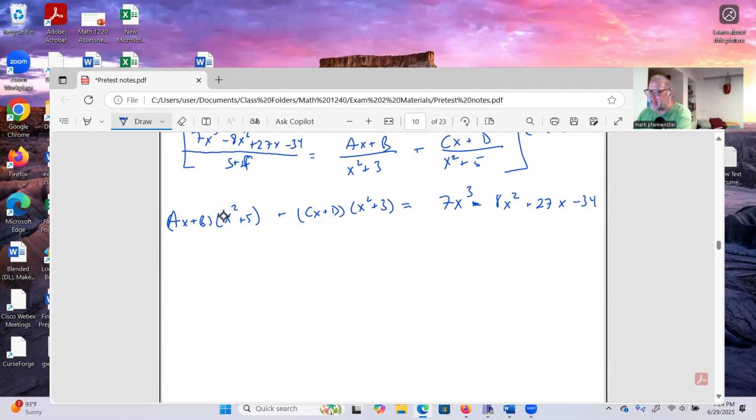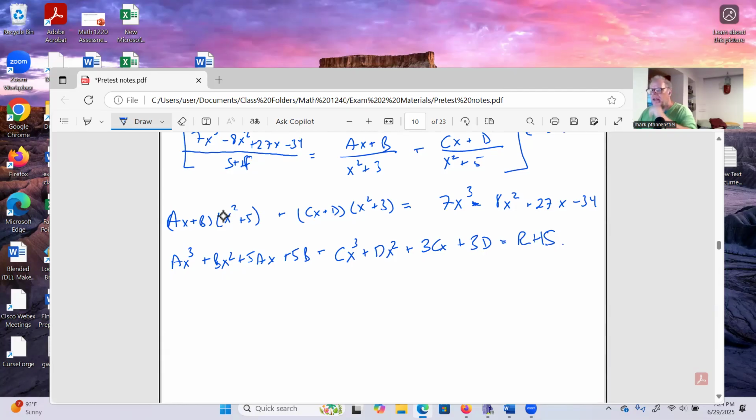So let's untangle the left-hand side. So I have ax cubed, plus bx squared, plus 5ax, plus 5b. And we have cx cubed plus dx squared plus 3cx plus 3d equals, and this is my right-hand side.